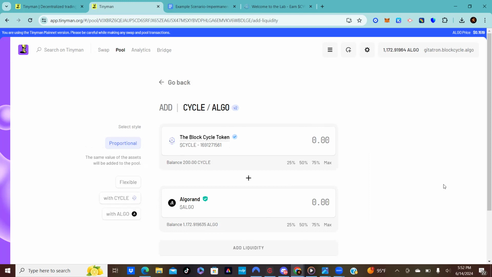So be careful out there. This method does have several benefits. It helps maintain balance in the pool and stabilizes token prices. It reduces impermanent loss and creates a more stable environment for liquidity providers.